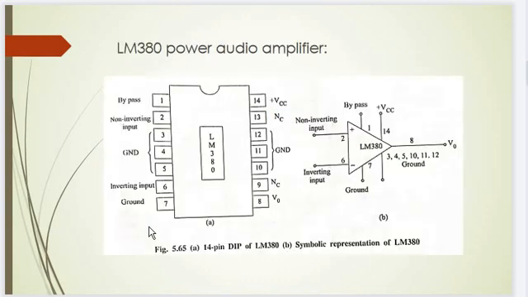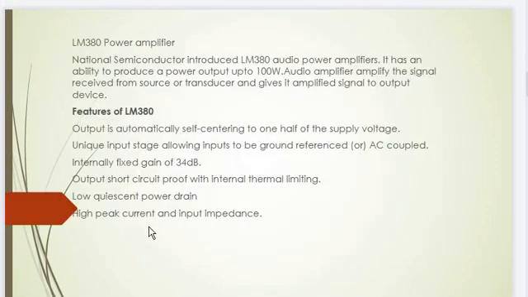LM380 power audio amplifier is a single IC audio amplifier. This one is a 14-pin dual inline package IC. The symbol of this LM380 audio amplifier is shown in figure B. National Semiconductor introduced the LM380 audio power amplifier. It has the ability to produce a power output of 100 watt. The audio amplifier amplifies the signal received from a source or transducer and gives the amplified signal to the output device.